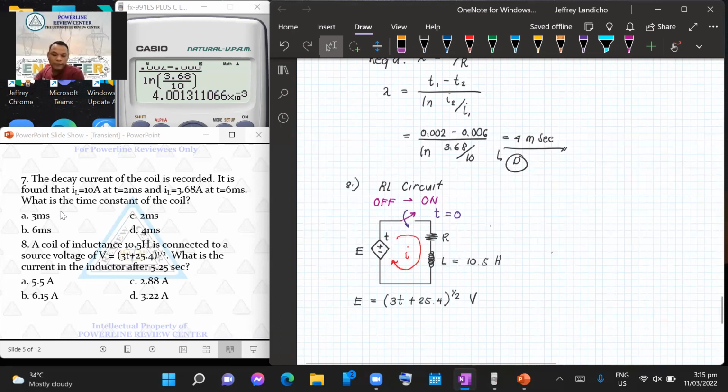So ano ang hinahanap? What is the current in the inductor after 5.25 seconds? So let us consider the switch is closed at time equal to 0. So let us consider what would be now the current in the given circuit after a given 5.25 seconds from the time the switch is closed. Palagpas tayo ng 5.25 seconds, what would be now the corresponding current?